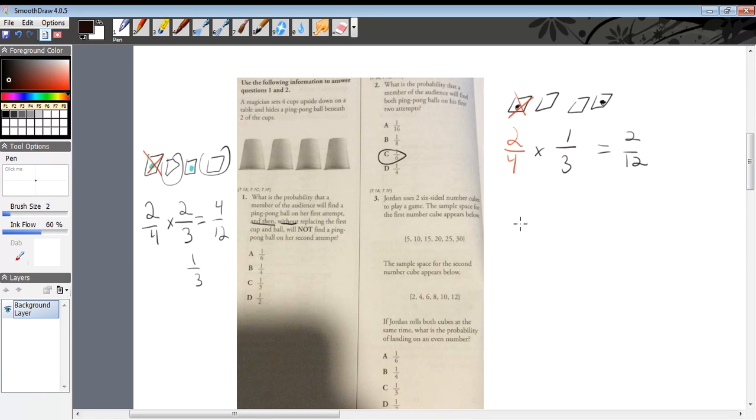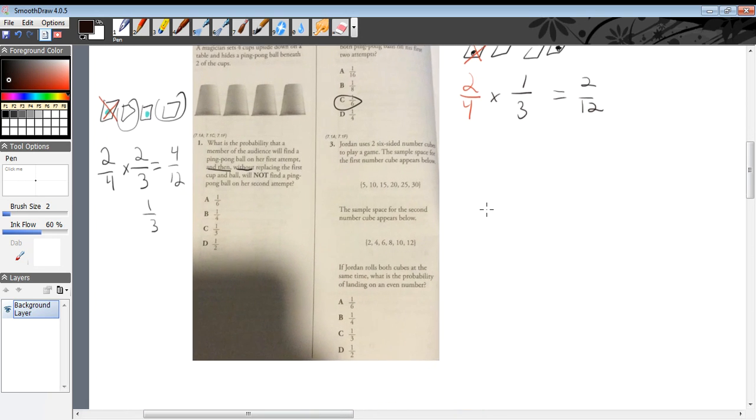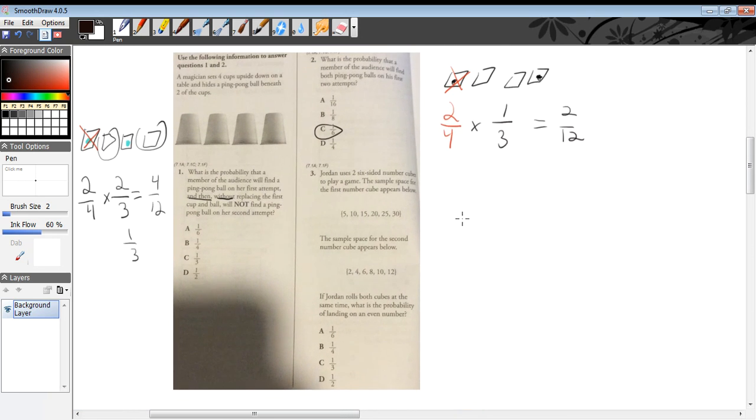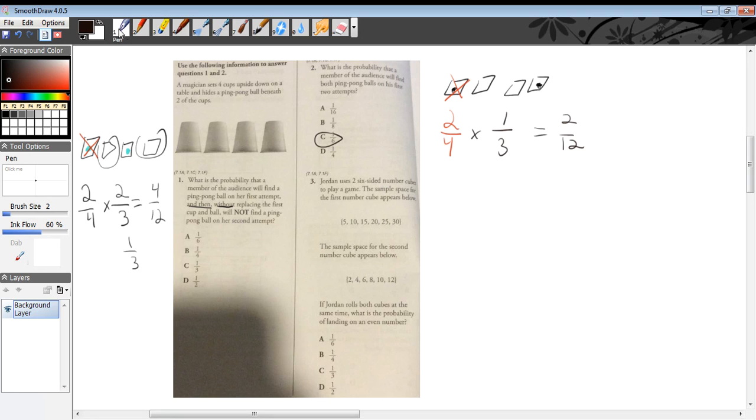Okay, this is an interesting problem. Wow, I was writing with the eraser. That's why it was kind of confusing. Okay, this is an interesting problem. Jordan uses 2 6-sided number cubes. The sample space for the first number cube is the following: 5, 10, 15, 20, 25, 30. The sample space for the second number cube is 2, 4, 6, 8, 10, 12. If Jordan rolls both cubes at the same time, what is the probability of landing on an even number?